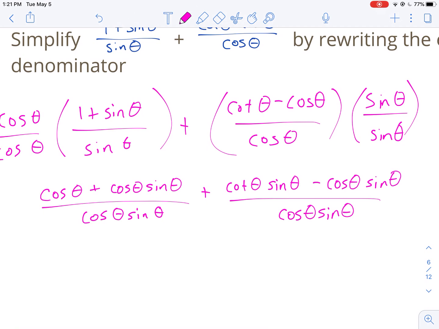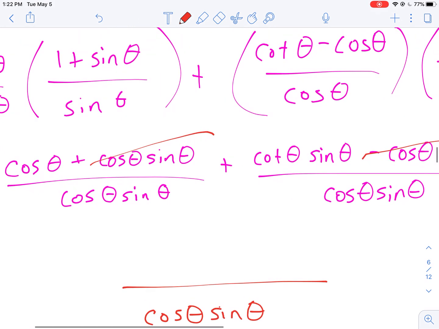So now I can add these because I'm just going to add them across my numerator because they have common denominators now. So the denominator stays the same. Remember, when we add fractions, you don't change your denominator. Your denominator remains the cosine of theta sine of theta. I'm going to add these across. Well, when I add these across, this negative cosine theta sine theta crosses out with the positive cosine theta sine theta. So I'm left with the cosine of theta plus the cotangent of theta times the sine of theta.